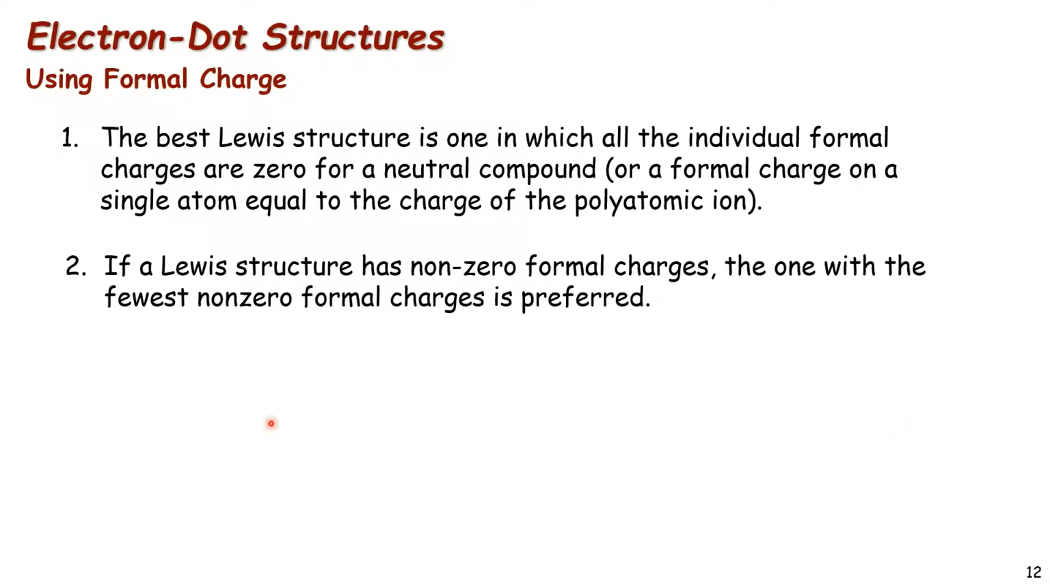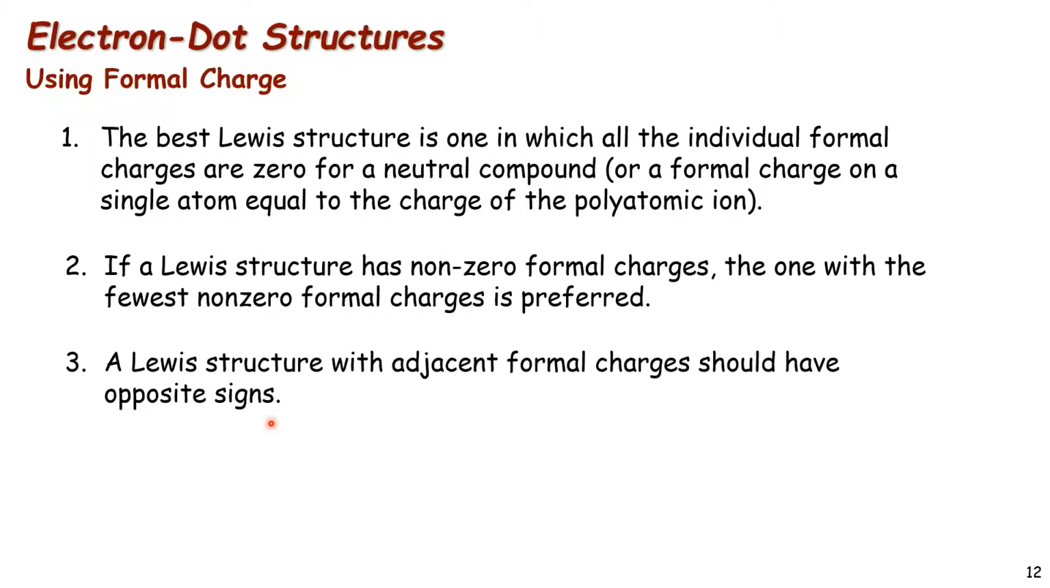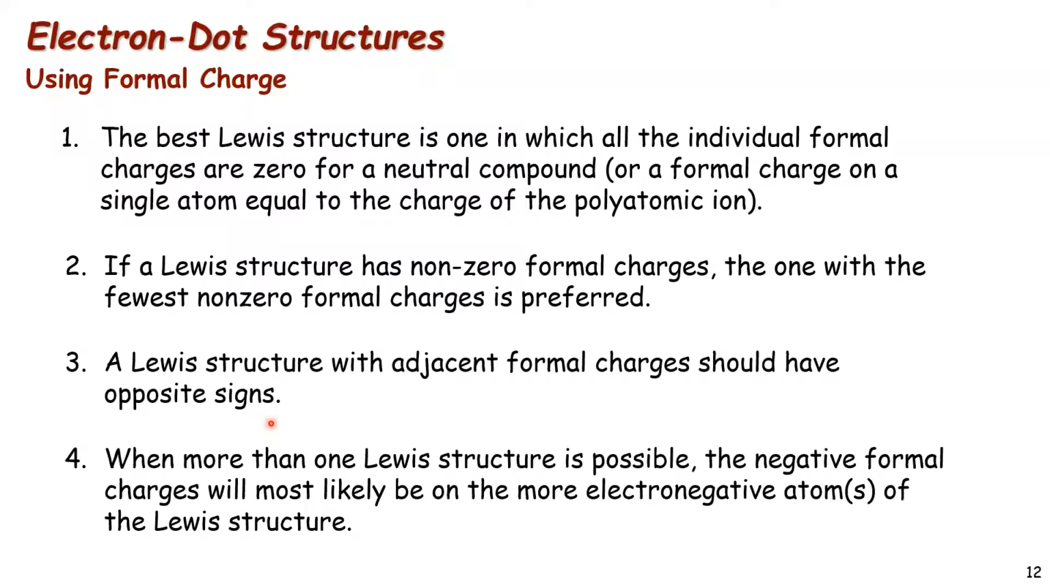If a Lewis structure has non-zero formal charges, then the one with the fewest non-zero formal charges is going to be preferred by nature. A Lewis structure with adjacent formal charges should have opposite signs. So if you have two atoms that are bound to one another and they both have formal charges, one had better have a positive formal charge and the other a negative formal charge. And when a Lewis structure has to have a non-zero formal charge, we want the negative formal charge to go on the more electronegative atom. And like I said, there are times that we have to violate these different rules.